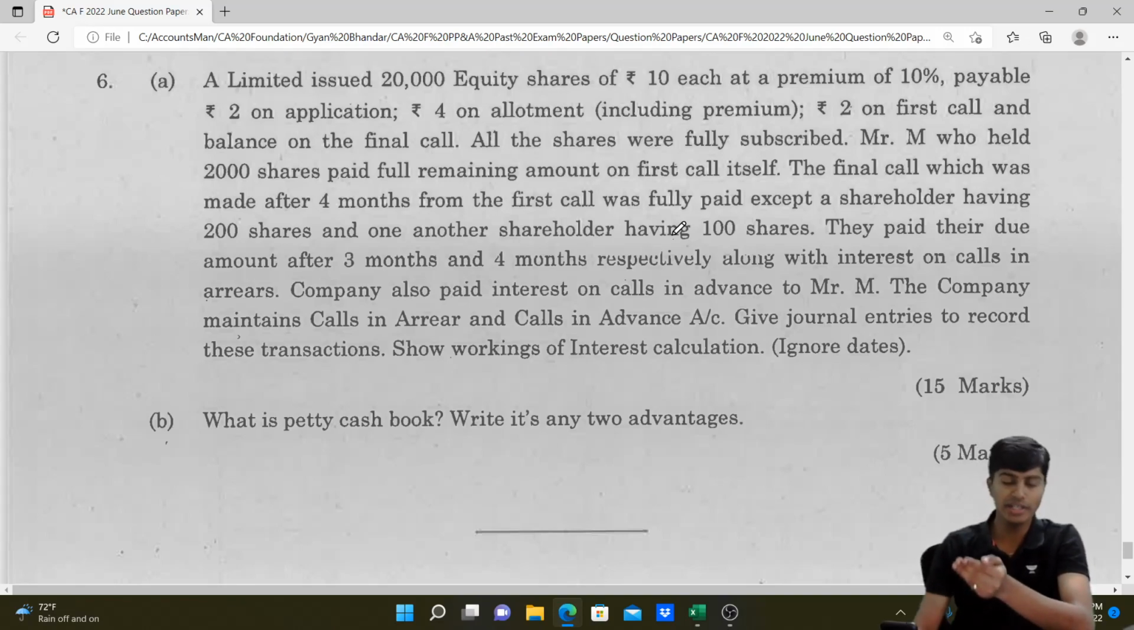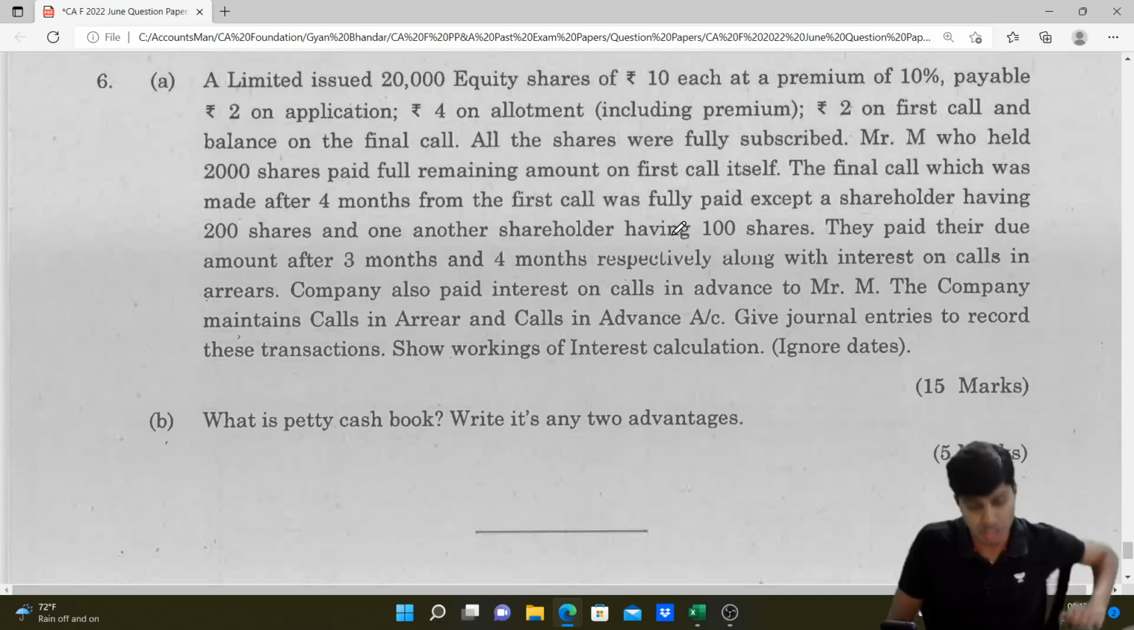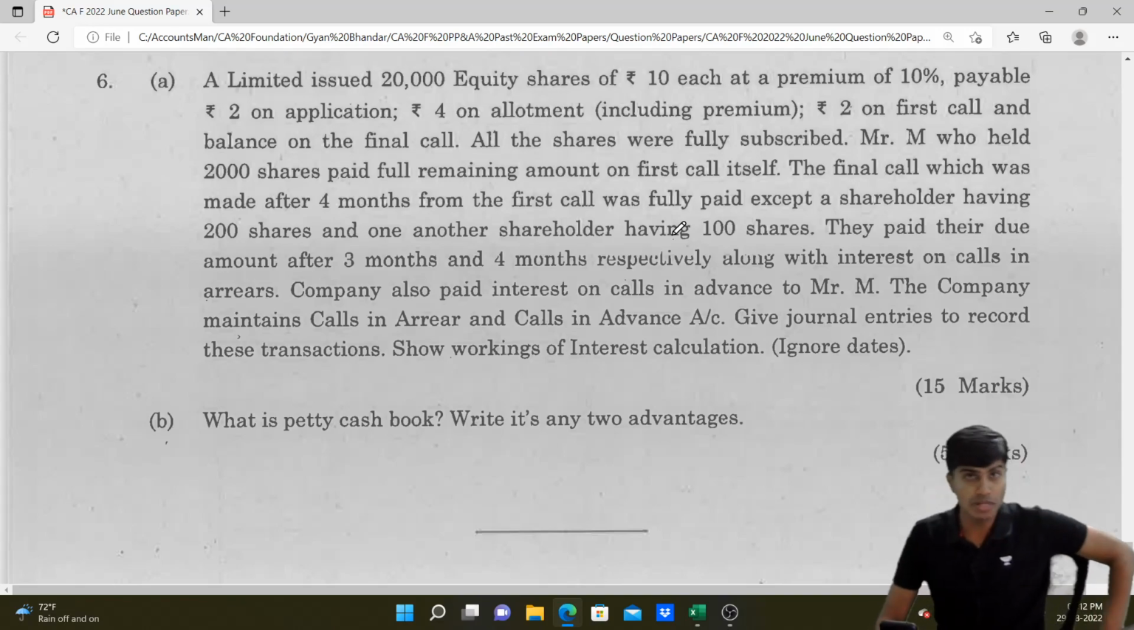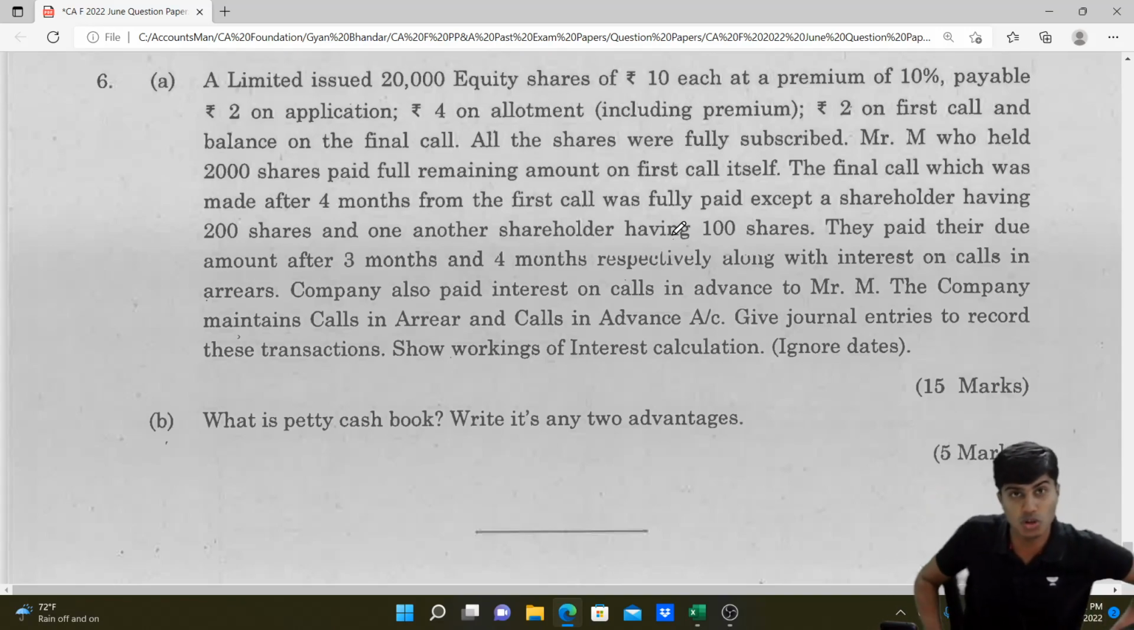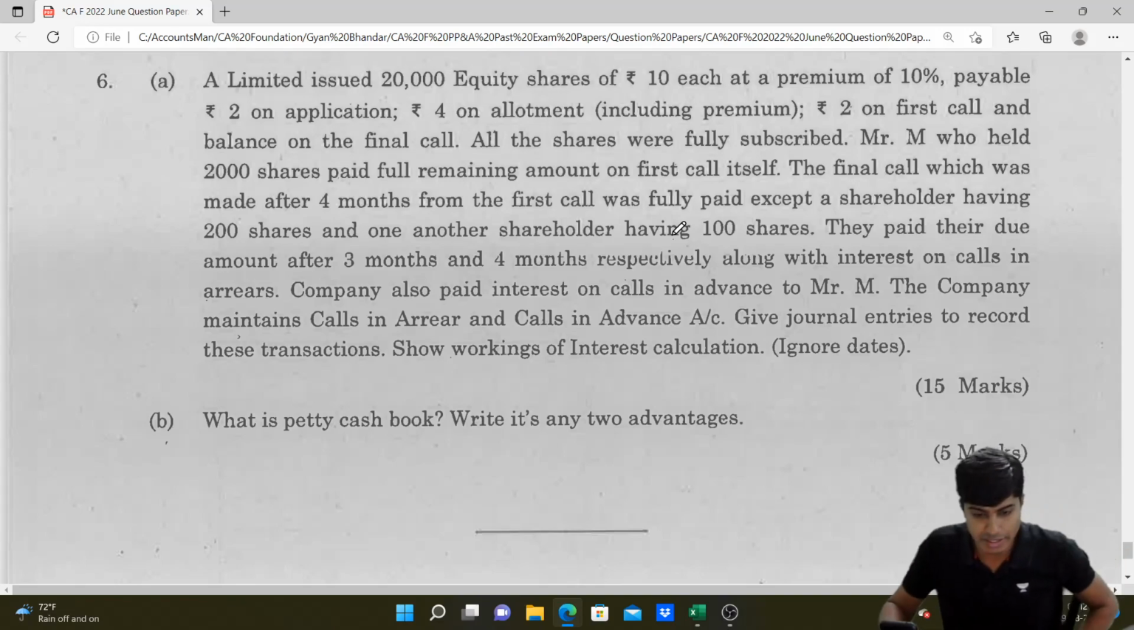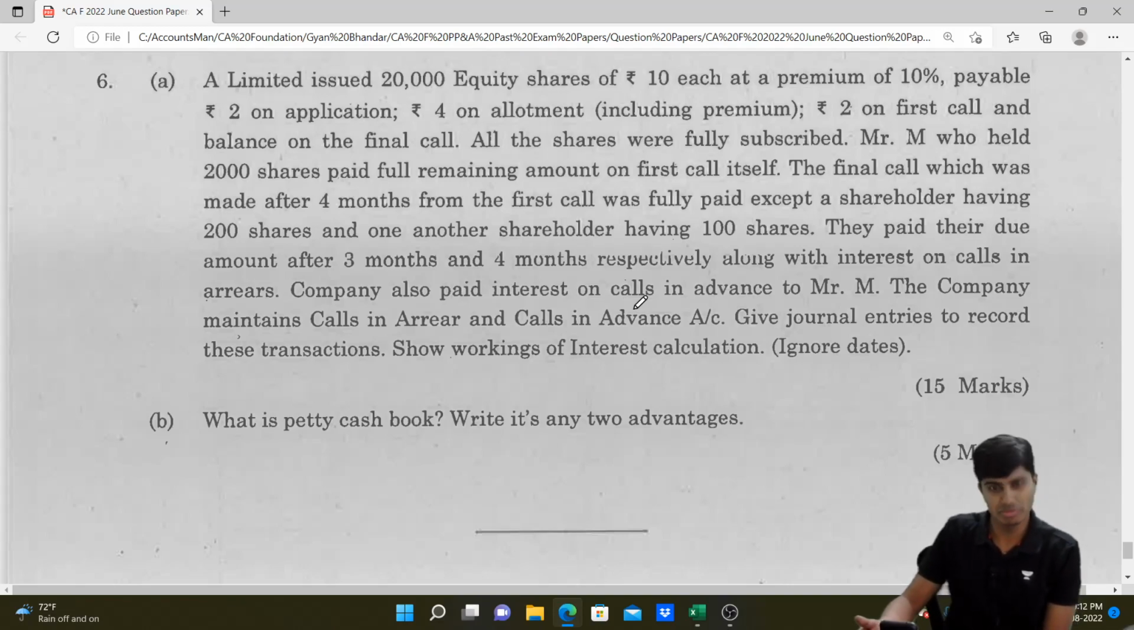So this 200 into 3 will be computing interest for 3 months at 10%, and 100 shares into 4 will be computing interest for 4 months at 10%. That is interest on calls in arrears, and interest on calls in advance, along with interest on calls in arrears, will be paid. Company also paid interest on calls in advance to Mr. M. We know that. The company maintains calls in arrears and calls in advance account, which they should definitely be doing. Very good, they've done it correctly.